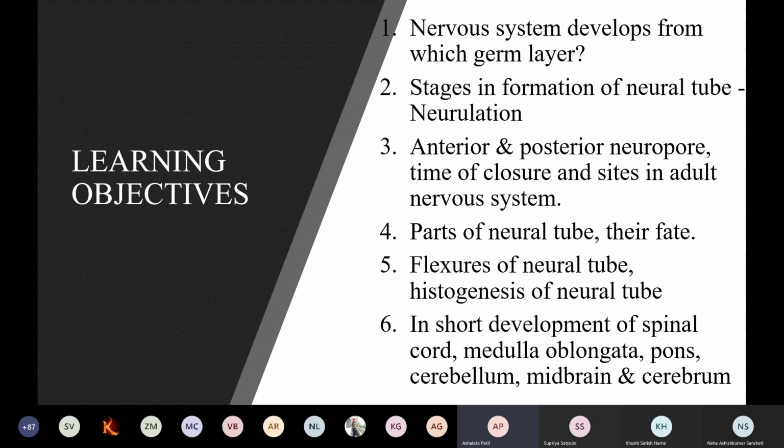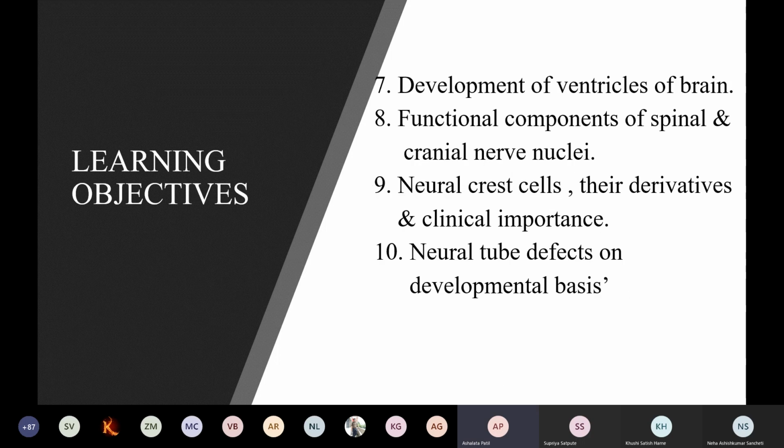You should know about the flexures of the neural tube and the histogenesis and development of all parts of the central nervous system. Also, you should know the development of the ventricles of the brain, then the functional components of the spinal and cranial nerve nuclei. You should know about neural crest cells, their derivatives and their clinical importance. And then you should be able to describe the neural tube defects on a developmental basis.